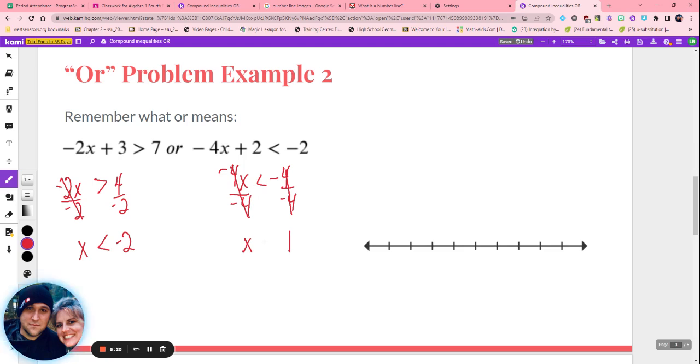And I've got to flip this symbol. The golden rule kicks in. I divided both sides by a negative. Okay, so let's put these numbers on the number line. Negative 2, negative 1, 0, 1, 2.